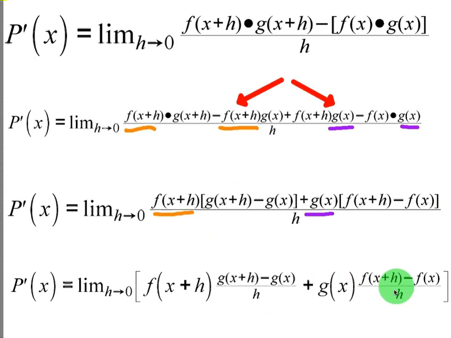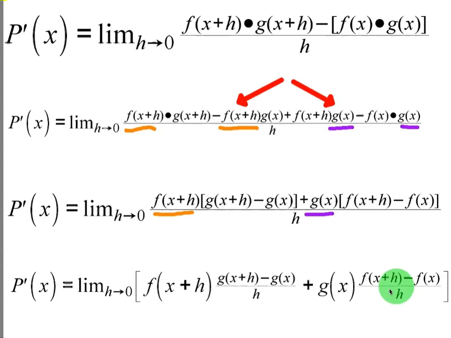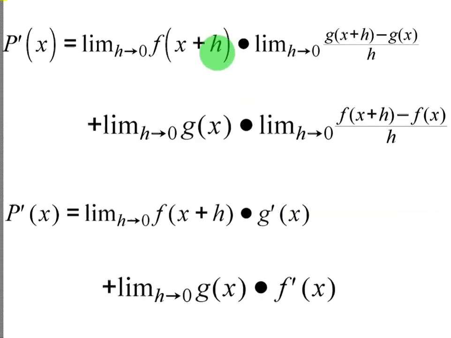So what's the next step? For this next step, we are breaking it down even further. We're going to break it down into two separate limits. And again, we can do this because of our limit laws. So this is going to be the limit as h approaches 0 of f of x plus h times the limit as h approaches 0 of g of x plus h minus g of x over h.